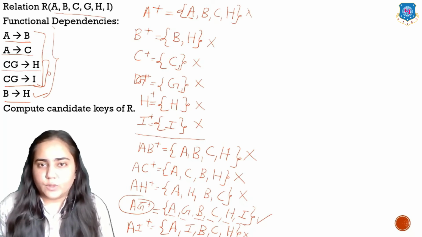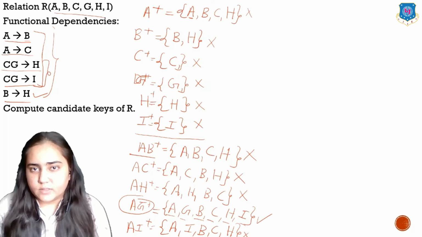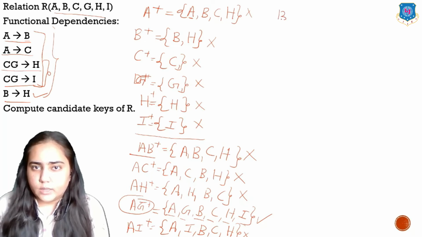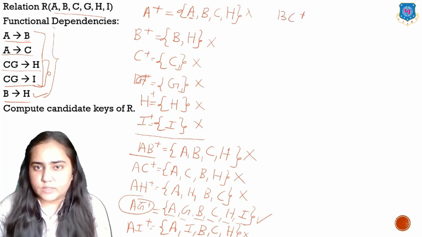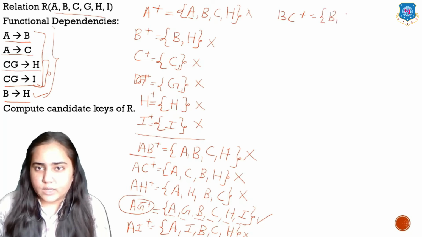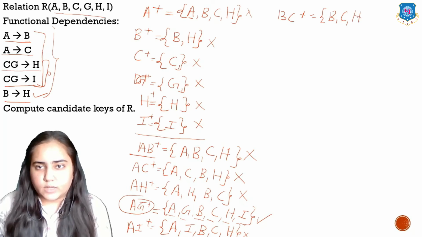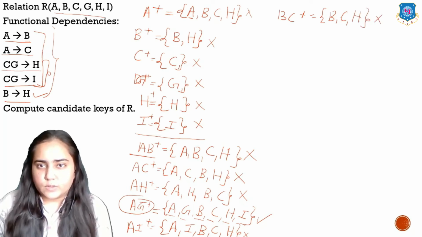Now we are going to try combinations with B, and because we've already combined A and B before, we don't need to do BA plus, but we haven't combined B and C. So we are going to do BC plus, and BC plus is equal to B and C. And after that, I can add H, but I cannot add anything else. So this is not a candidate key.